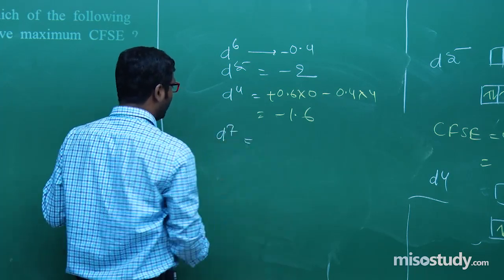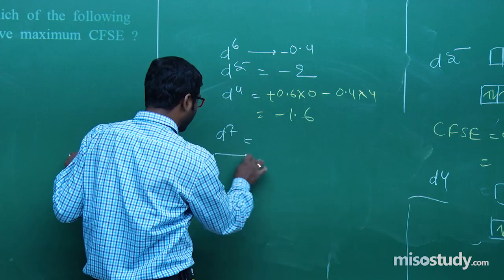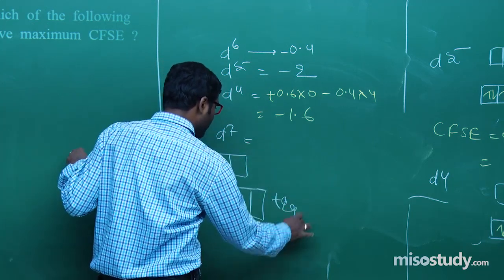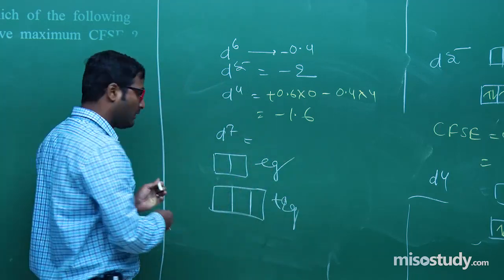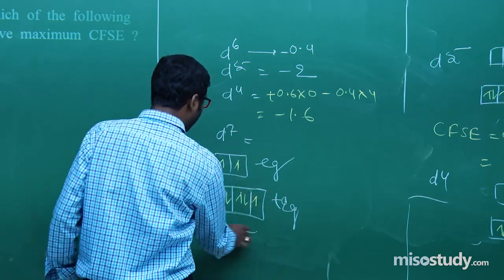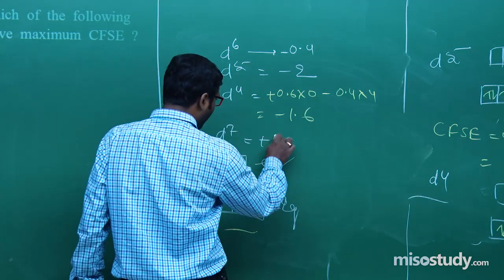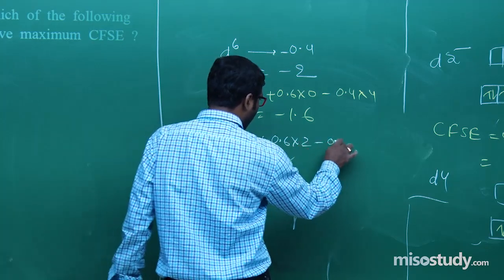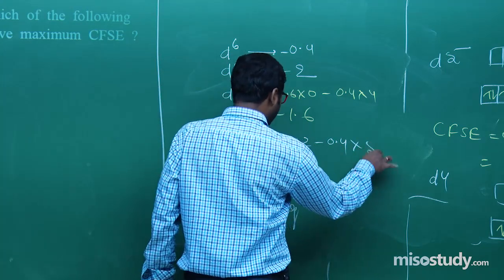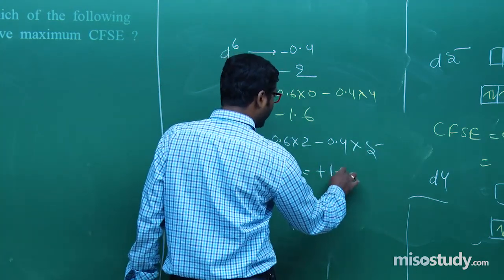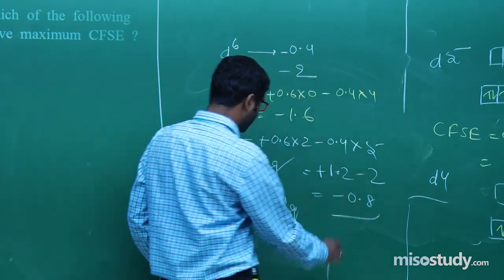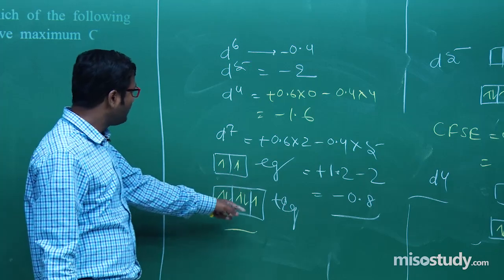For d7 high spin, first singly occupied like this. This one is eg and this one is t2g. Clear? Now what will happen? 1, 2, 3 and 4, 5, 6 and 7. How many electrons are there? 0.6 into 5 minus 0.4 into 2, that is plus 3 minus 0.8... that is, in this case, minus 0.8. Clear? Check it out, 1, 2, 3, 4, 5, 6, 7.